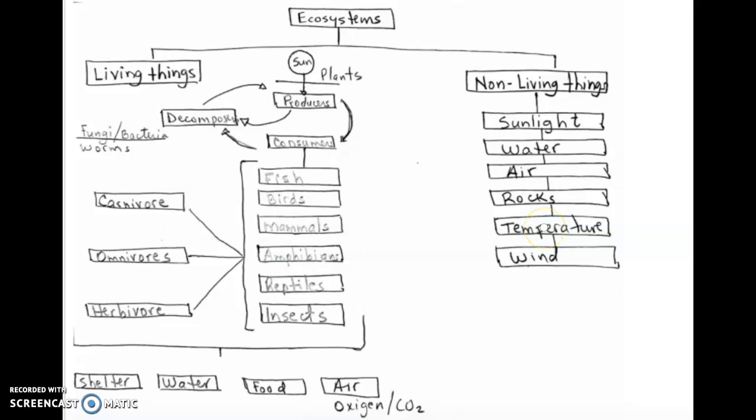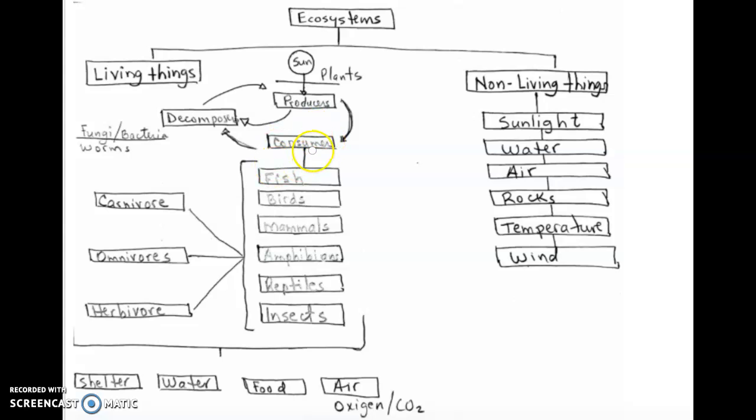So what are some examples of the non-living things that you can find in one ecosystem? We have, for example, sunlight, we have water, air, rocks, temperature, and then the wind. On the living things side, we have three main groups of living things. We have producers. That includes all the plants. All the plants are called producers because plants use the sun to make their own food. Okay, that's why they're called producers.